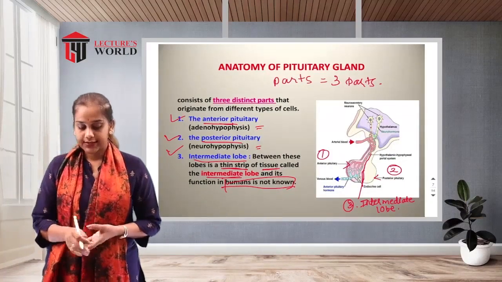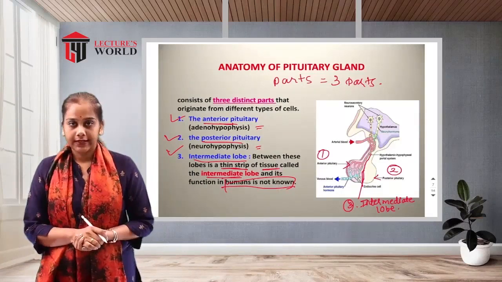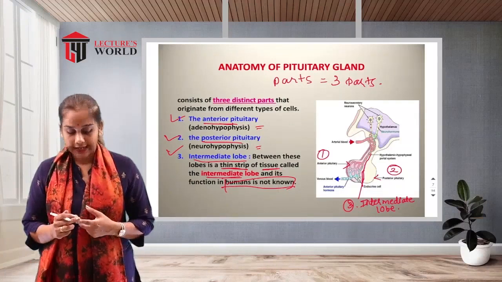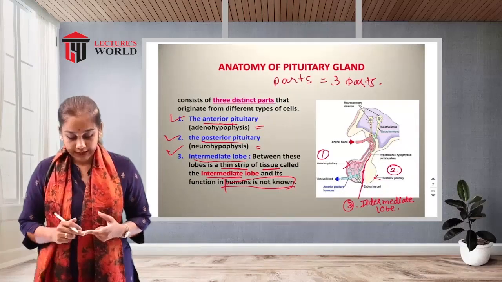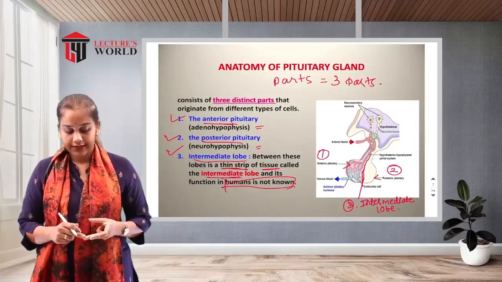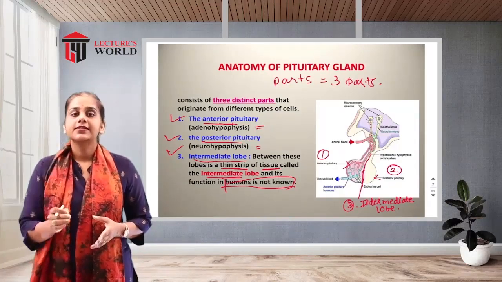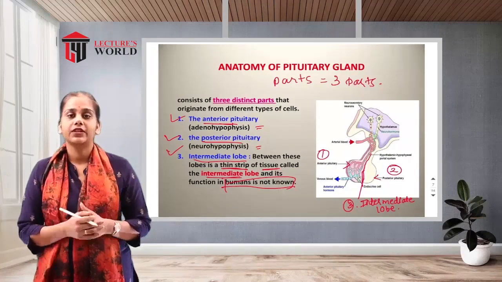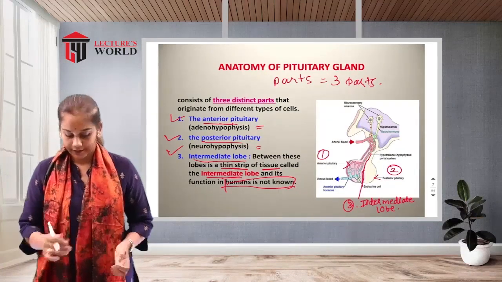So these are the parts of the pituitary gland. Three major parts: the anterior pituitary, known as the adenohypophysis; the posterior pituitary, known as the neurohypophysis; and third, the intermediate lobe. It is a thin strip-like tissue, and there is no significant work in our human body.